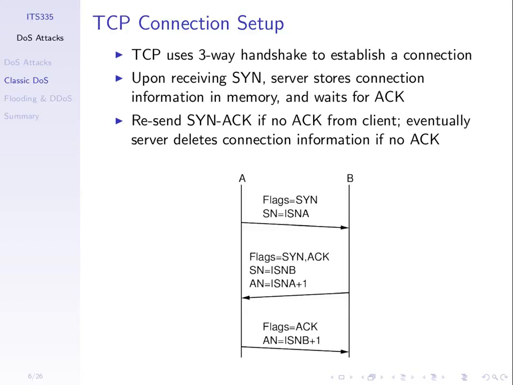So from B's perspective, it receives the SYN, allocates some memory, sends a SYN ACK back to A, and now waits. If I don't receive an ACK, then we'll resend the SYN ACK. We'll do it a few times, maybe we'll give up. But we hope we'll receive the ACK and then start the data transfer. If we don't receive the ACK after some time, maybe a minute or so, then we'll delete any information about this. So B may wait for seconds or even minutes before it gives up on A. Let's see how the attack can take advantage of that.